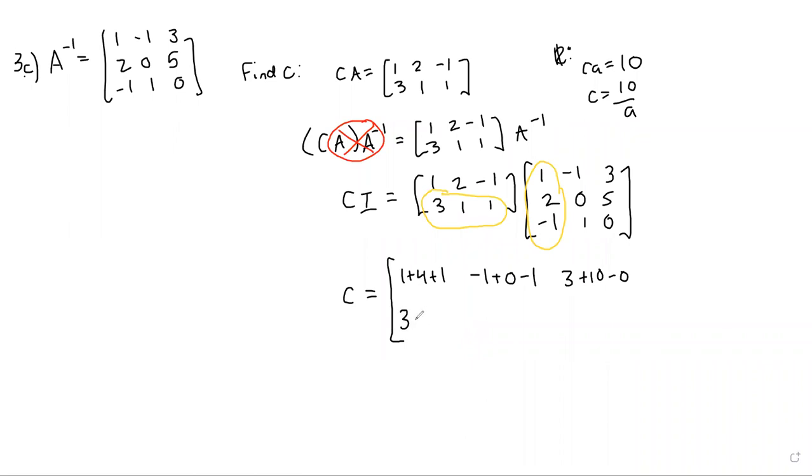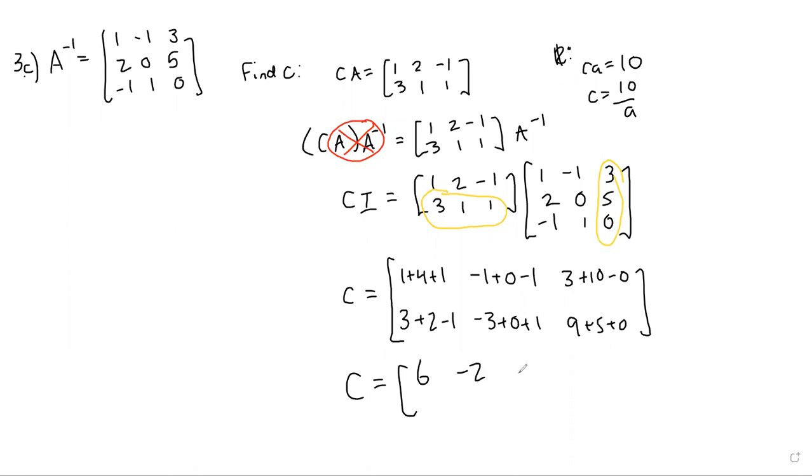So now I'm going to have 3 plus 2 minus 1. And make my way over. Negative 3 plus 0 plus 1. And finally, the last one. 9 plus 5 plus 0. And so we get C equals 6, negative 2, 13. It should be 5, 4, negative 2, and 14.